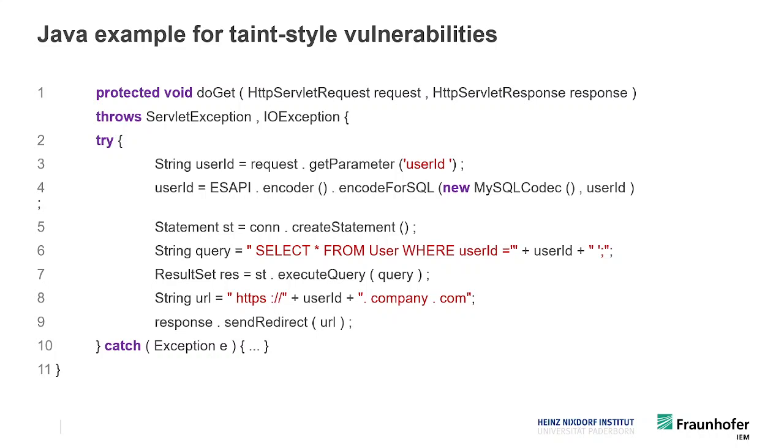So we have a handler method for HTTP requests. It's written in Java, named doGet. And as you see in line 3, we have a local variable userID, which gets the return value of the method called getParameter. So this method is processing the HTTP servlet request, and this parameter with ID userID will be stored in the local variable userID.